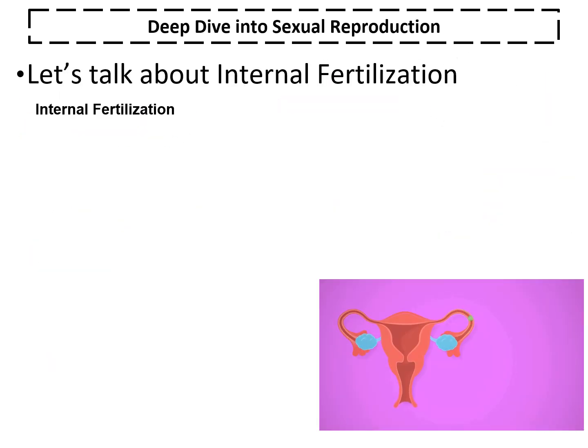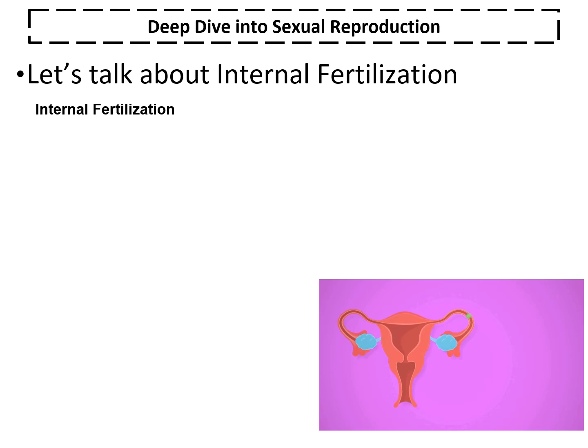So first thing that we're going to talk about is internal fertilization. So go ahead and write that label down in your notebooks, internal fertilization. So what is it? Now, a bunch of notes are going to pop up on the screen. I only want you to write down what is in red.